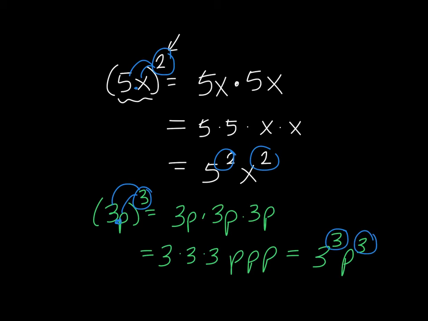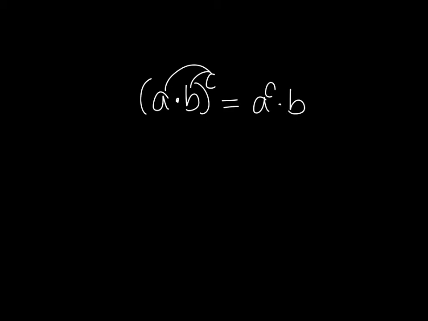So let's look at that rule. The rule says if you have two things inside the parentheses being multiplied to an exponent, then you can apply that exponent to both of them separately and get your answer. So let's look at some examples so that you can see how these are going to be used.